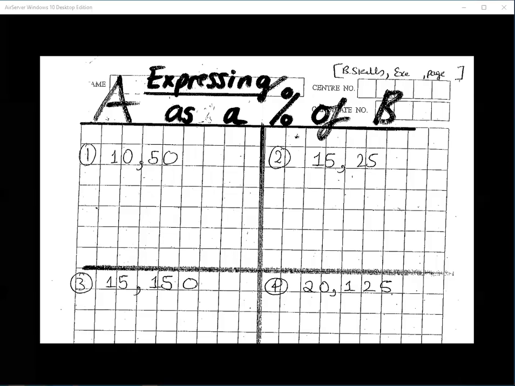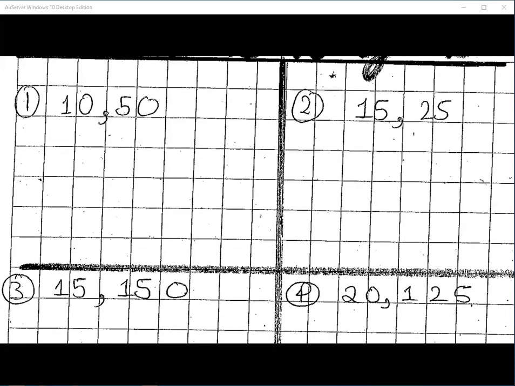Okay, folks, today we're looking at expressing A as a percentage of B, which basically means one number as a percentage of another number. So let's have a look at question number 1.